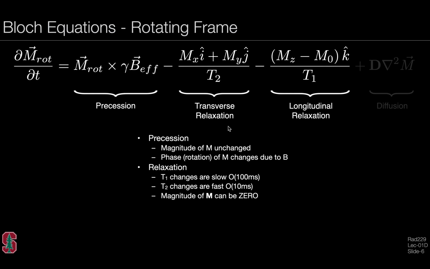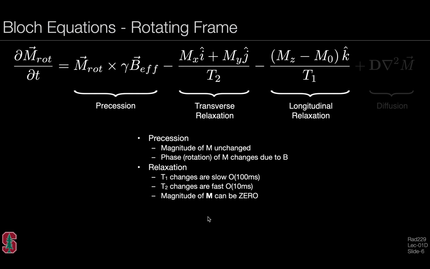Precession is indicated by the magnitude of M, which is unchanged, and it accounts for the phase or rotation of the bulk magnetization changes due to the B0 field. So that's this first precessional term here. And relaxation accounts for changes in the bulk magnetization during the return to equilibrium. The T1 changes are relatively slow, and the T1 values are on the order of hundreds of milliseconds, and the T2 changes are faster with relaxation time constants on the order of tens of milliseconds.